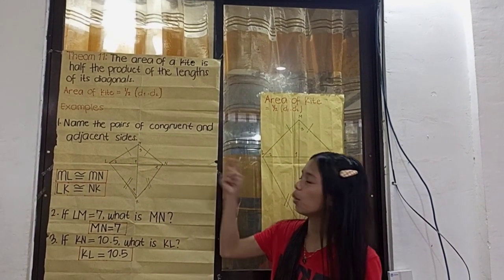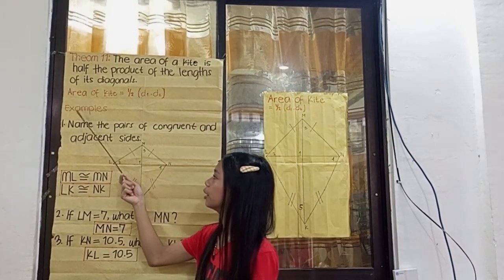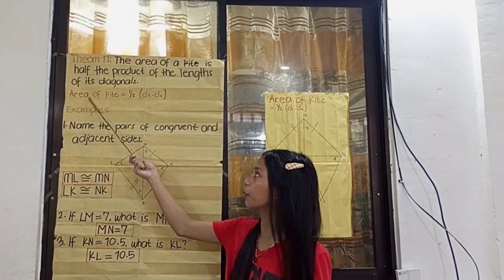Diagonal 1 times diagonal 2. So, where are the examples? Come back, guys, here is the formula.